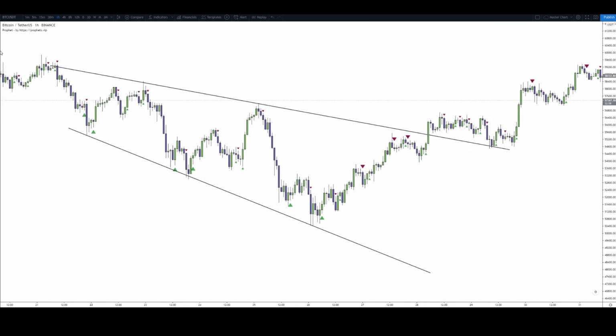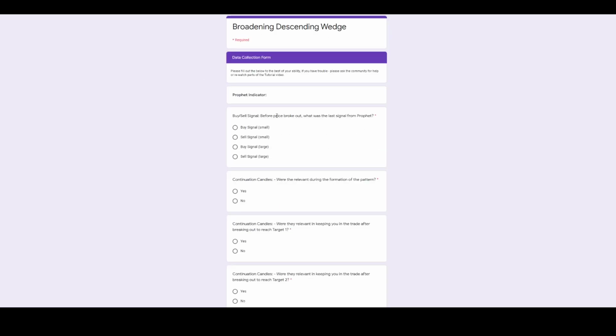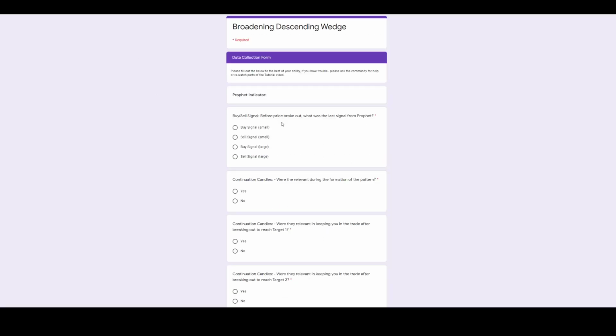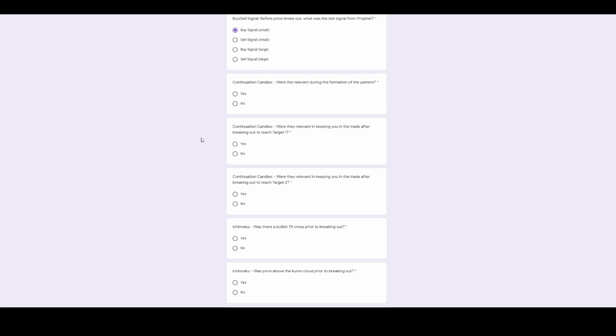Cool. So we can actually identify the candle just before the breakout was this guy. Right. So we had a buy signal just before the breakout. So we'll go to our question here. Before price broke out, what was the last signal from profit in regards to what we just ticked, right? These buy and sell. Alright, so in our case here, we've narrowed this down to buy small and large. So small, the smaller icon, large are the bigger ones. There used to be a medium, but we've since removed that, and they now share. So this one here was a small buy. Buy signal, small, there we go, up the top, yep, cool.